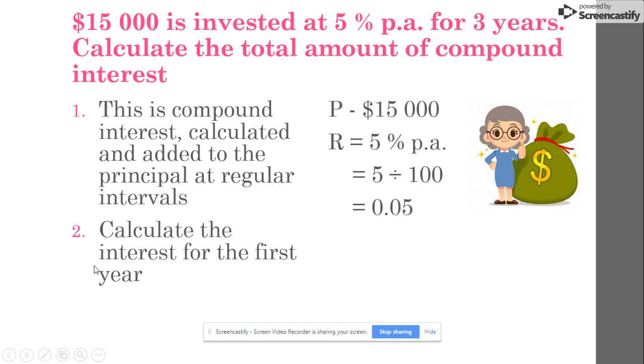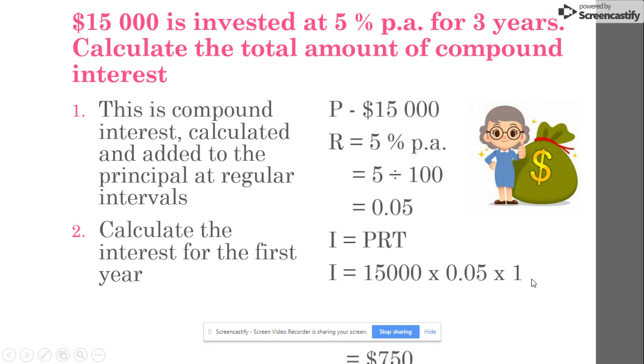Calculate the interest for the first year. So we know that our rule is interest is equal to PRT, which is our principal, times our rate, which is 0.05, times our time, which is just going to be 1 year. We're just doing 1 year, and this is how you do it. So you would go 15,000 times 0.05, which is our rate, times 1. Now, if you put that in your calculator, you'll get $750. So in the first year, you make $750.